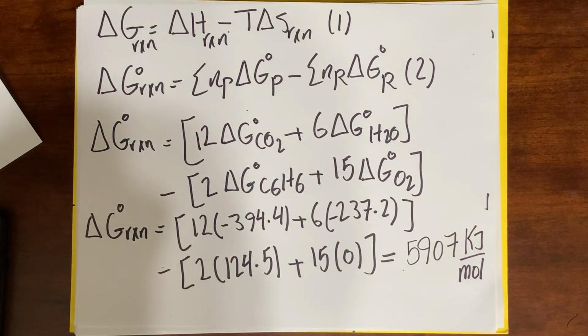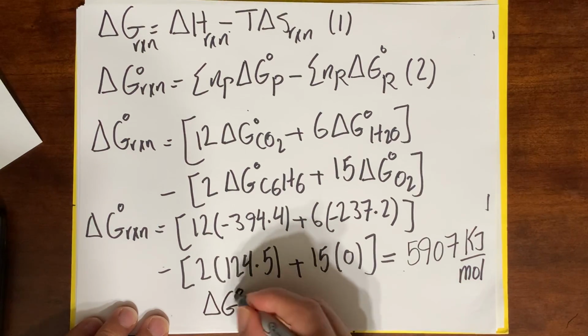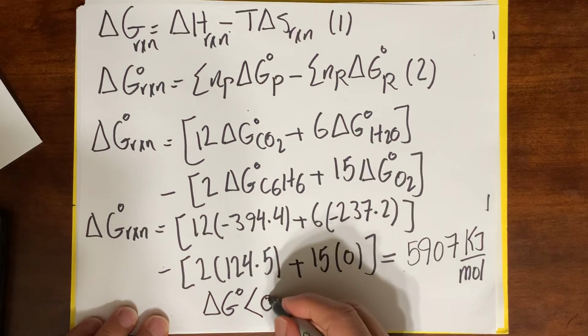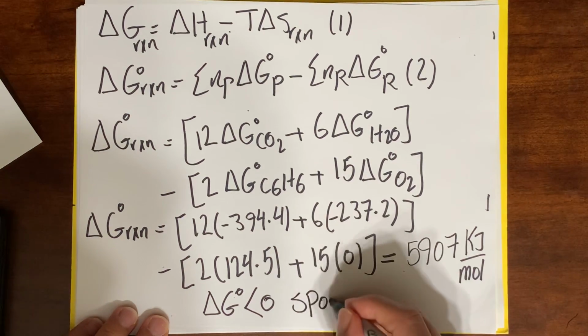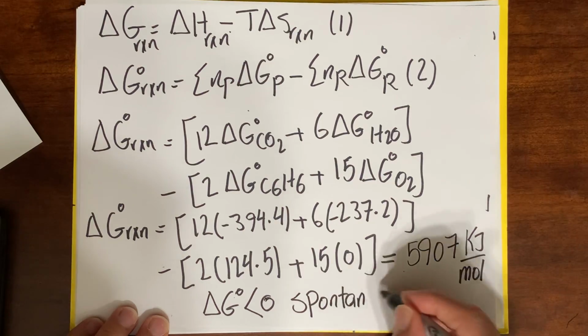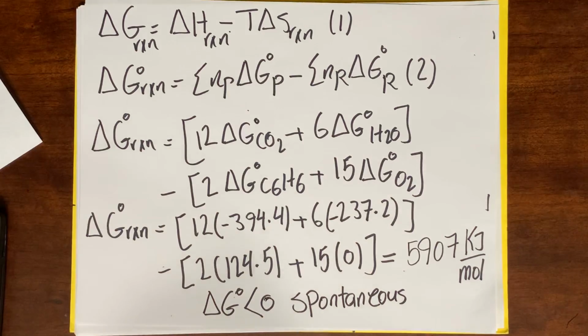So I showed you how to use the delta G in two methods. Delta G at the end is negative, so because it's negative, the reaction will be spontaneous.